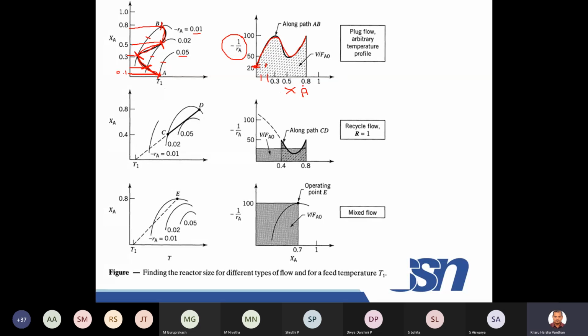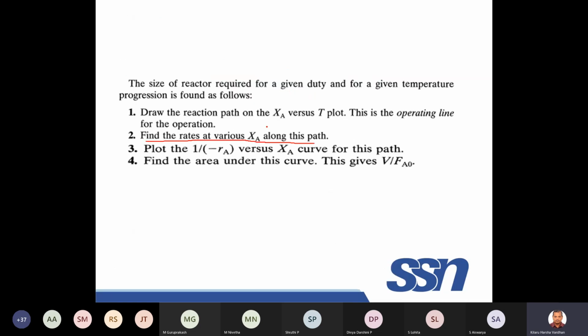Now you want a conversion of around 0.8. So this will be the conversion of 0.8, this maximum line. The area under this particular curve will give you the volume required for the plug flow reactor. This is V by FA0. Plot minus 1 by RA versus XA for this path, and find the area under this curve. This will give you V by FA0.